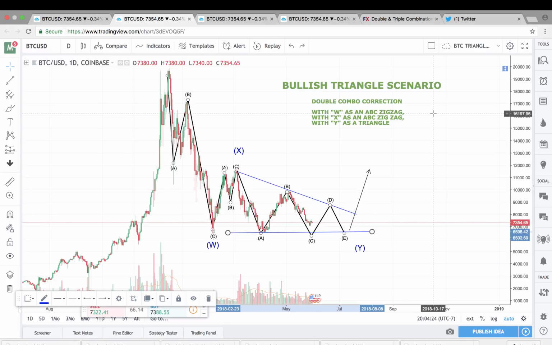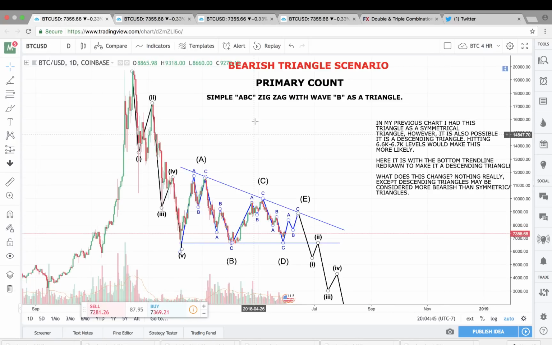That being said, the reason why I believe it's a triangle is because of this volume pattern here. As you can see, we have a declining volume, which is common for a consolidating triangle. We're making higher lows, we're making lower highs, aka consolidation pattern on declining volume. So I'm leaning towards this being a triangle, which is why I have this count here as my primary.